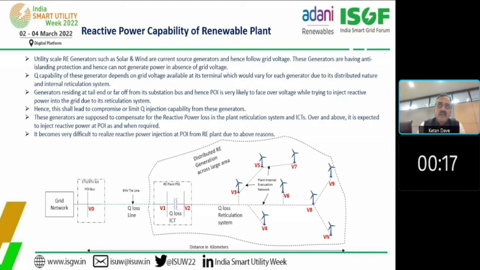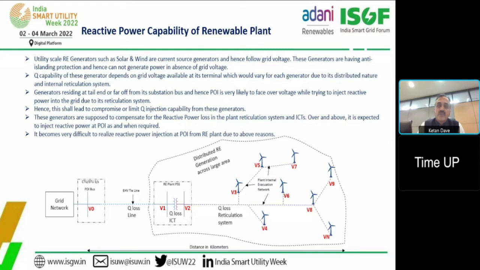The inherent capability of a WTG or inverter is limited and cannot sustain the overall Q losses of the large reticulation systems, as well as the power transformers and the Q losses of the lines. Because per se, what is happening, sir, is that from ISTS, the PSS of the renewable power, which may be solar or wind or hybrid, are ranging from 40 to 70 kilometers at either 220 kV or 400 kV level.